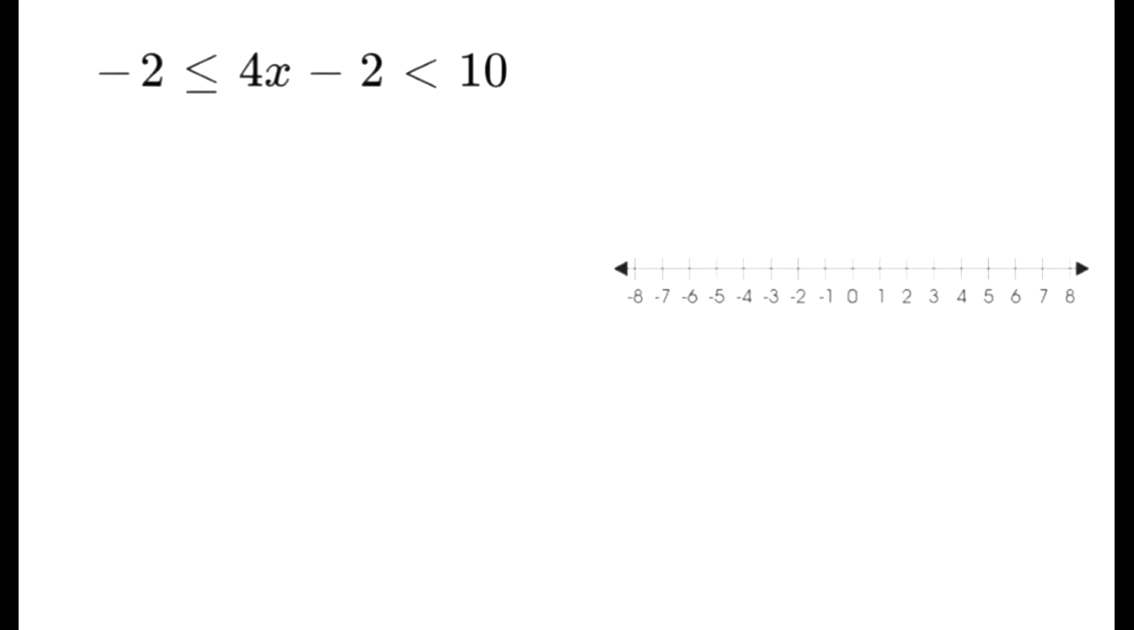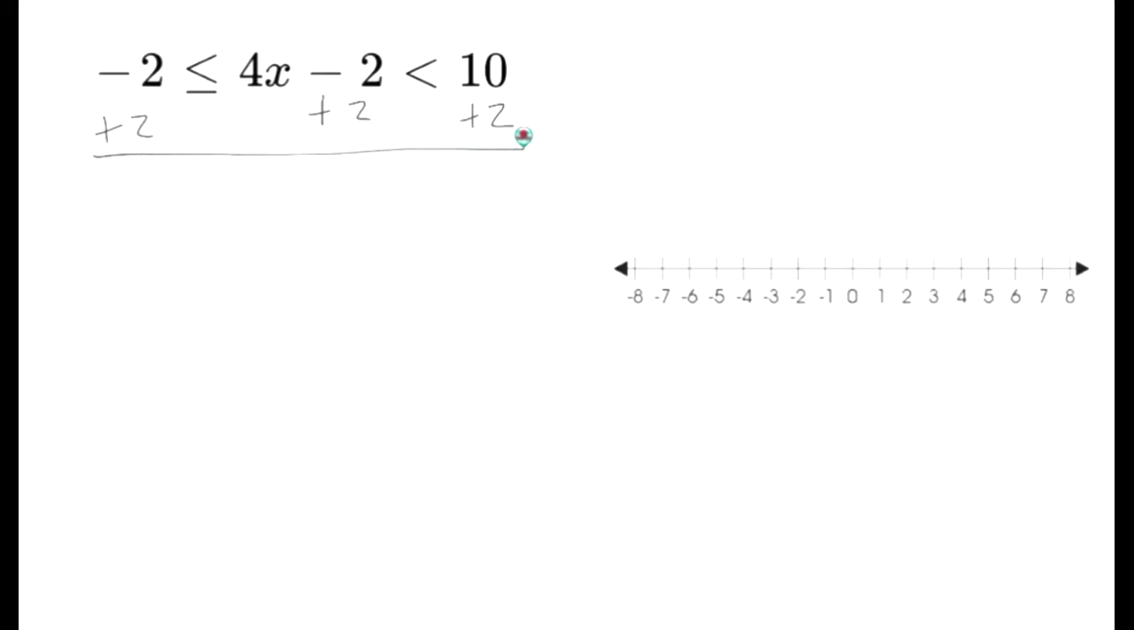So in this example, we have it written as a compound inequality. We have negative 2 is less than or equal to 4x minus 2 is less than 10. So before we do anything else, what we need to do is just go ahead and get the x, or the variable, in the center to be by itself. So the first step is I want to add 2 to both sides. Or I guess technically, all three sections.